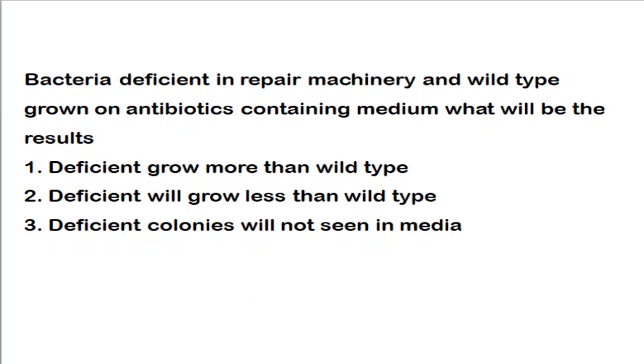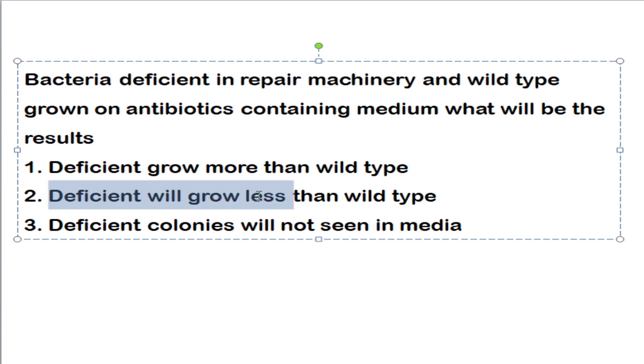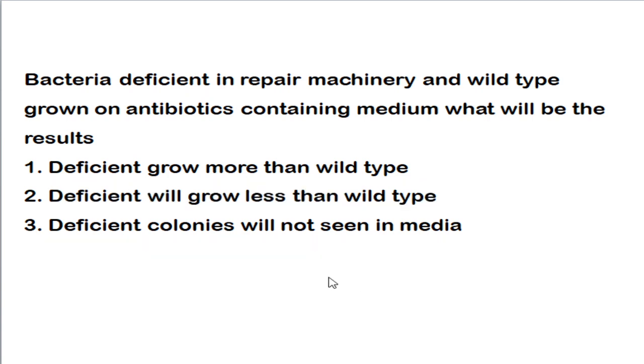Sorry friends, since it doesn't have a DNA repair mechanism, ultimately it can't grow in the presence of antibiotic. So the correct answer is deficient will be growing less than the wild type, and deficient colonies will not be seen in the media. Only the wild type, which has an efficient DNA repair mechanism, is able to grow.